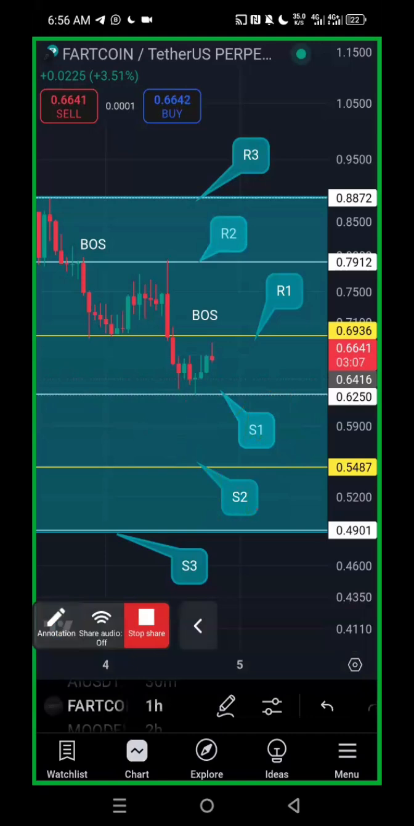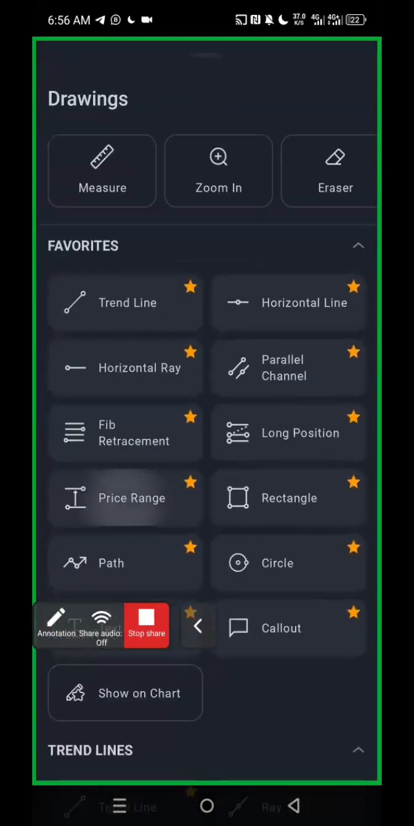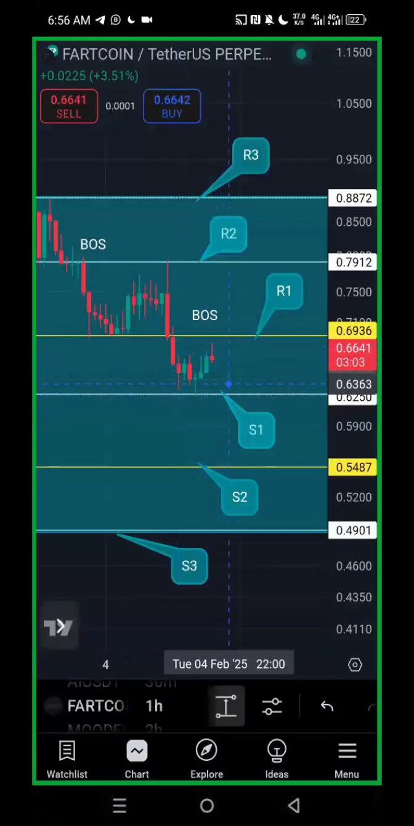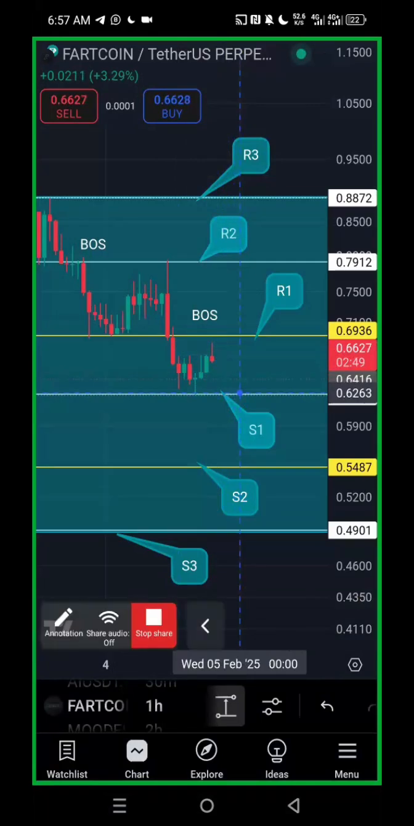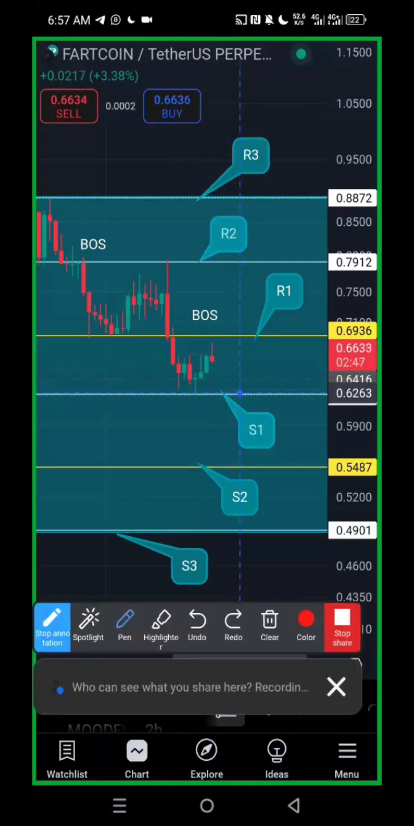So let's just try to do the measurement and see. If this is where you are setting your preset, you're waiting for the market price to drop all the way to S1 before you can buy. So that means you're going to set this price, 0.6263, as your preset, right? So you're waiting for the price to drop there.